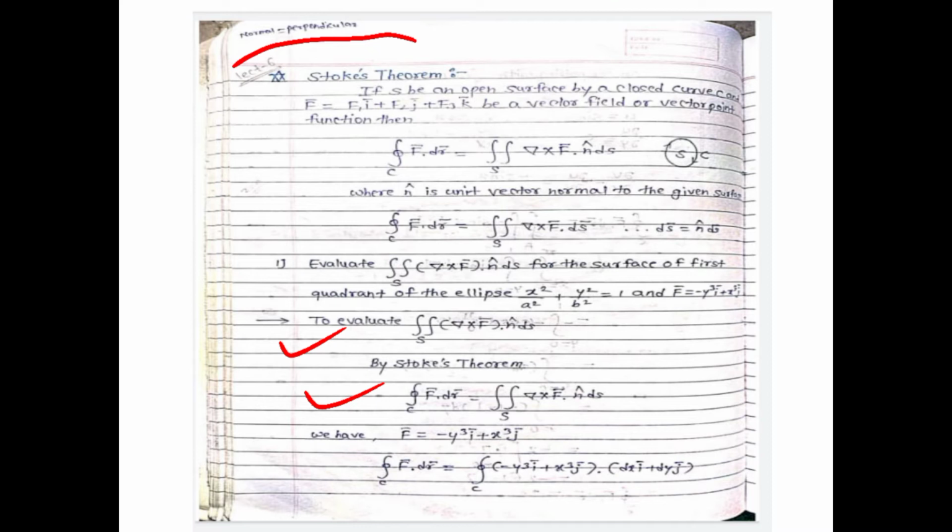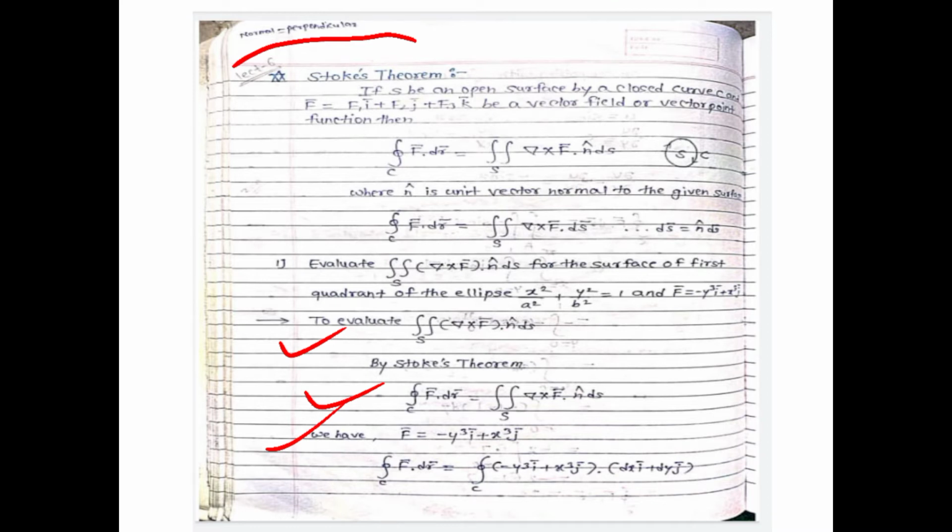Now in the next step we are going to write the value of F bar, that is minus y cube I bar plus x cube j bar. So after writing this, we will find F bar dot dr bar, and after that we will take the integration of that.